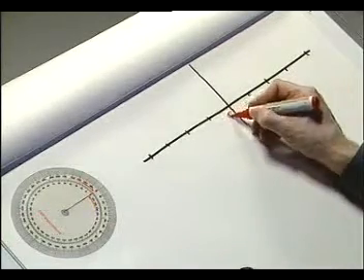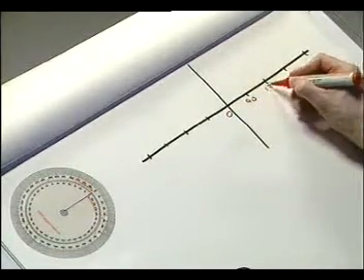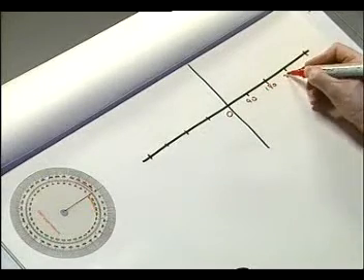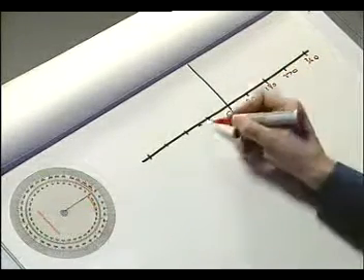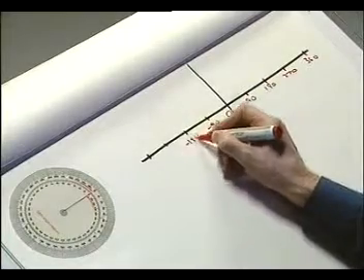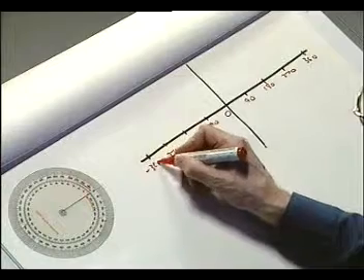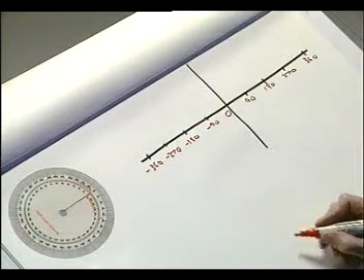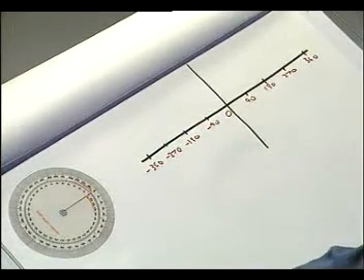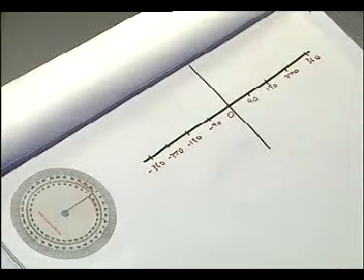0, 90, 180, 270, 360, and then minus 90, minus 180, minus 270, and minus 360 there. Okay, the thing that we haven't done is made a definition.